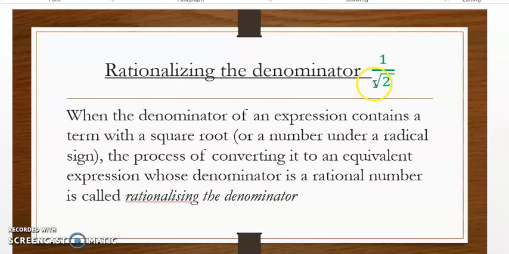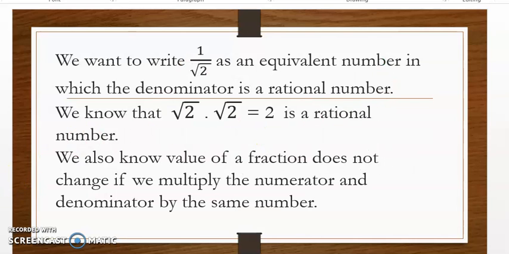So what we're trying to do is remove the radical sign somehow by multiplying or dividing or adding or subtracting. Anyhow, we want to change this into an equivalent number or an equivalent expression such that its denominator will not have a radical sign in it. Okay, so let us see how this is done. So we want to write 1 by root 2 as an equivalent number or an equivalent expression in which the denominator is a rational number.